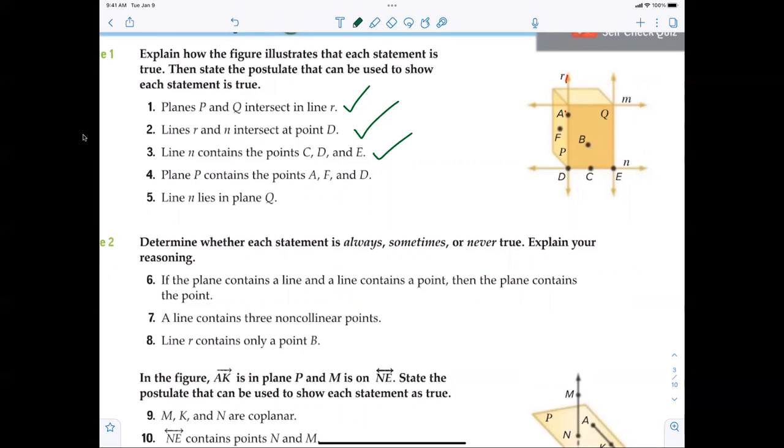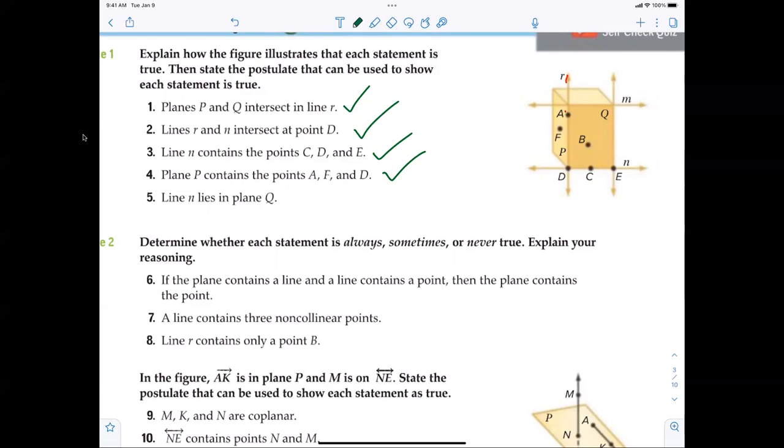Plane P contains A, F, and D. Everybody look at A, F, and D. Does plane P contain those 3 points? True. At least 3 points are on a plane. Or you could say 3 non-collinear points form that plane.